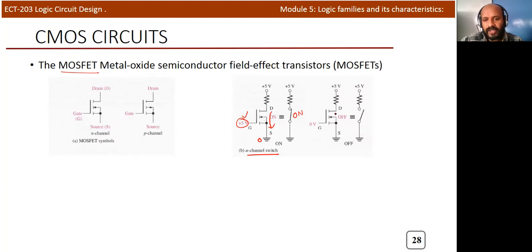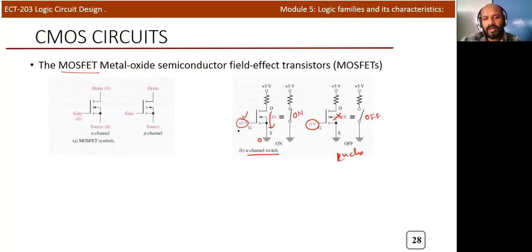And now we'll discuss the P channel MOSFET. Sorry, again the same N channel MOSFET, and the applied input voltage at the gate terminal is 0 volt. And when you apply 0 volt, the transistor is in the off condition. So we can see that the switch is in the off condition. So there will not be any current flow through this transistor when the gate terminal is at 0 potential. Okay, this is the basic working.